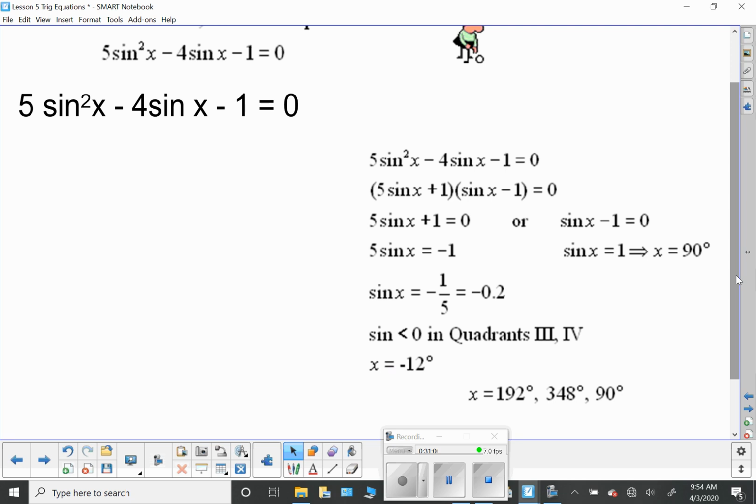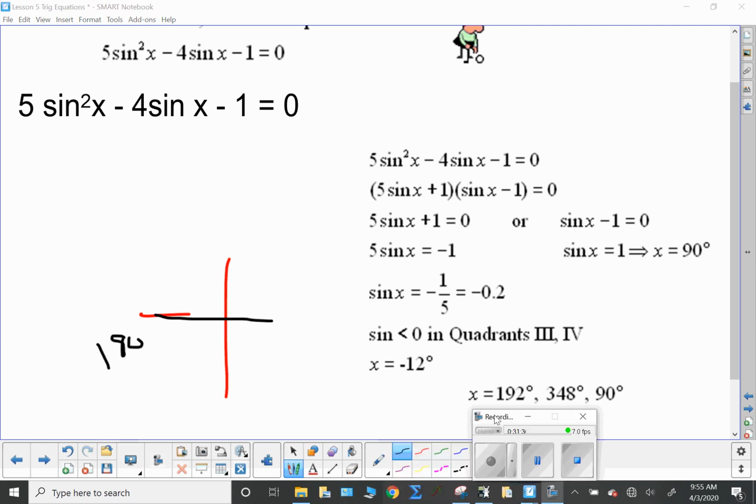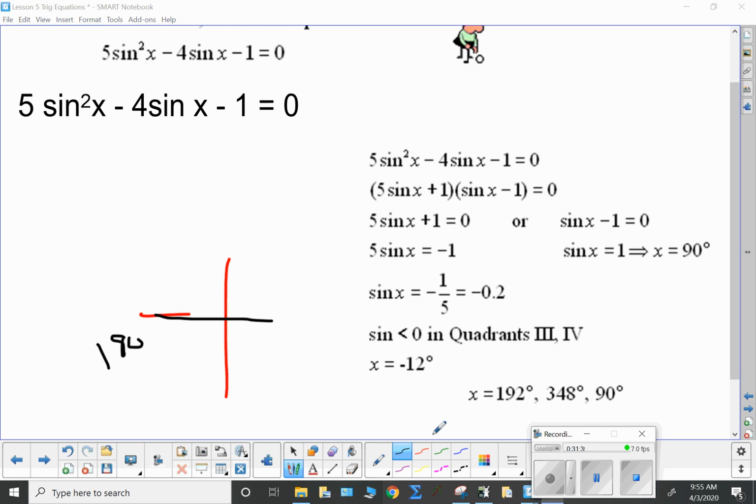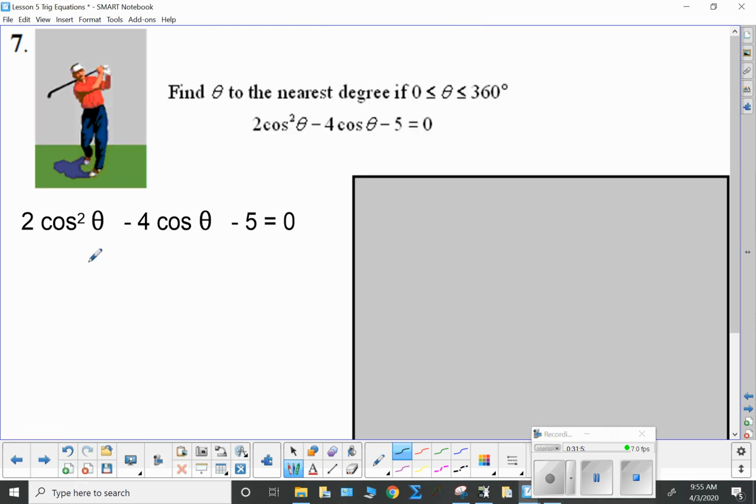Okay? So sine x can be this. It's going to give you -12, but remember that quadrant 3 is going to be 180 plus 12, and then quadrant 4 is 360 minus 12. Okay, let's try this one.